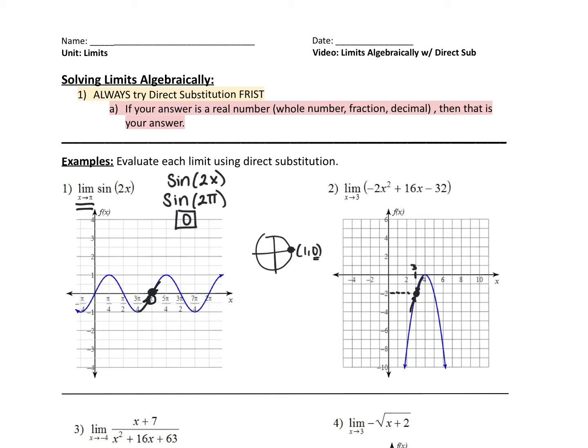So let's prove algebraically that we will get that same value. The way that direct substitution works is that you plug the number directly into the equation. So -2(3)^2 + 16(3) - 32. Take a minute, pause the video, and type this into the calculator just the way you see it, and hit resume when you're ready for the answer. All right, so you should have gotten -2, which is what we had when we looked at it graphically. Perfect. All right, let's try example number 3.